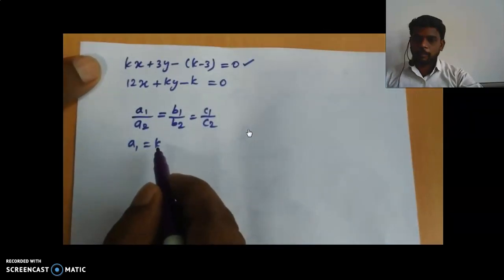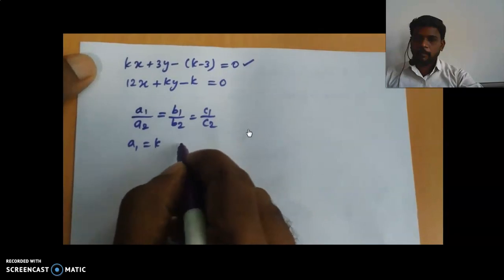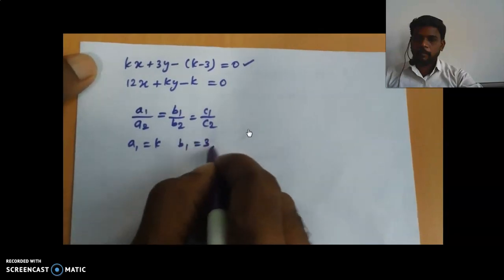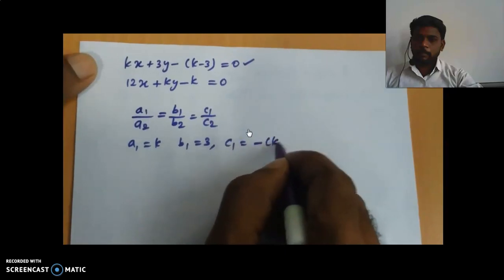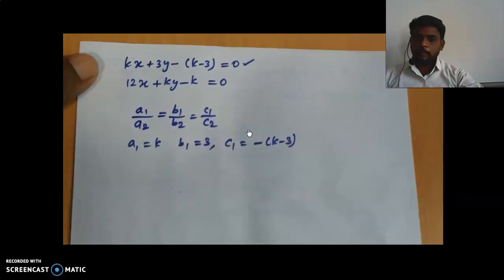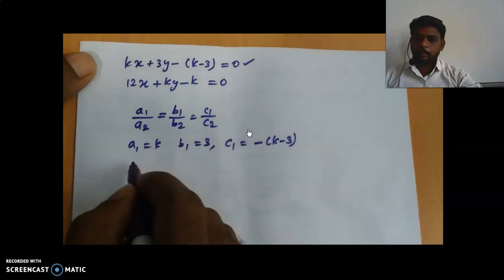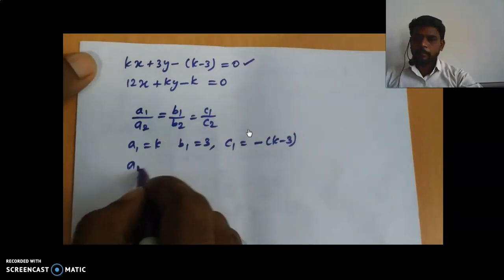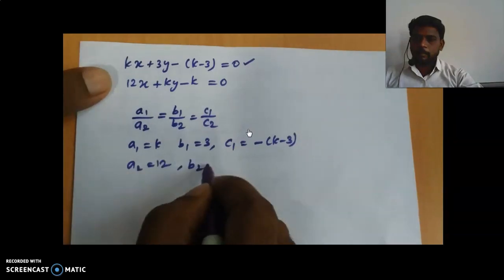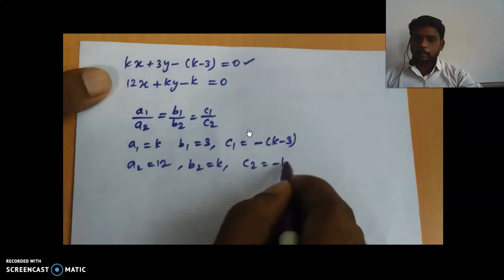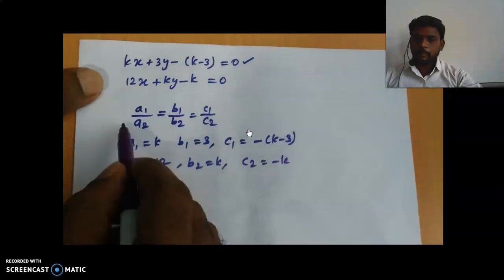A1 is nothing but the coefficient of X, B1 is the coefficient of Y, and C1 is the constant part, that is minus of K minus 3. We can take it along with the minus symbol. Next, A2 equal to 12, B2 equal to K, C2 equal to minus K. Right? Now substitute in the formula.